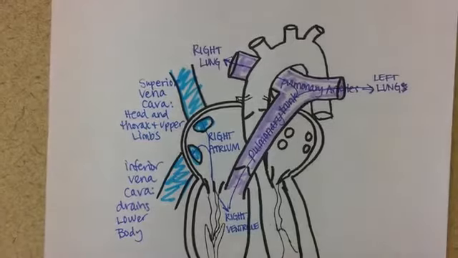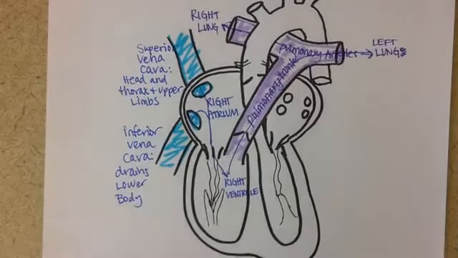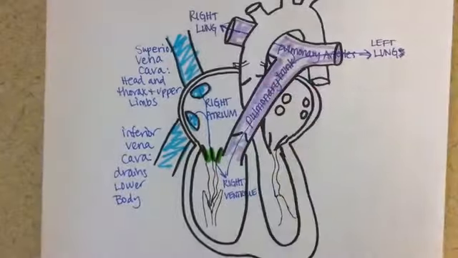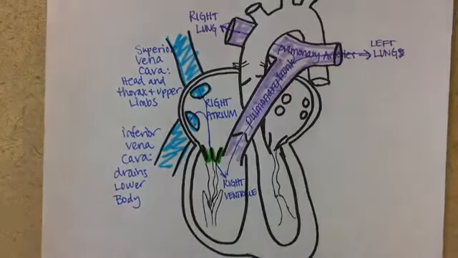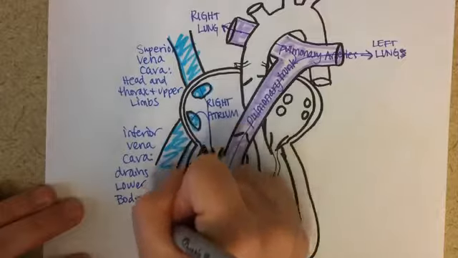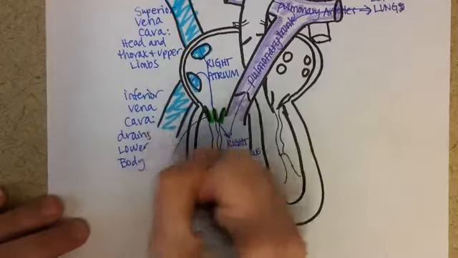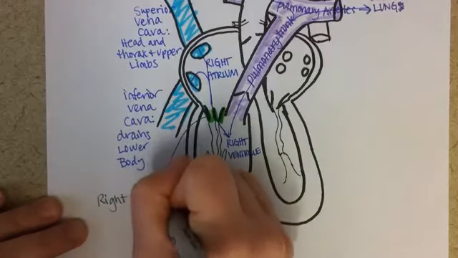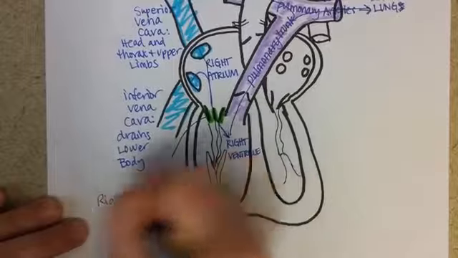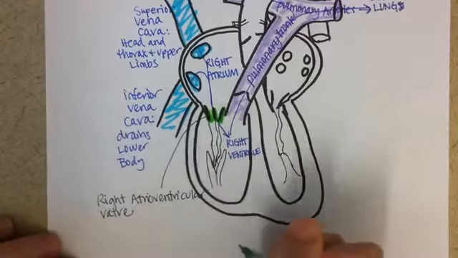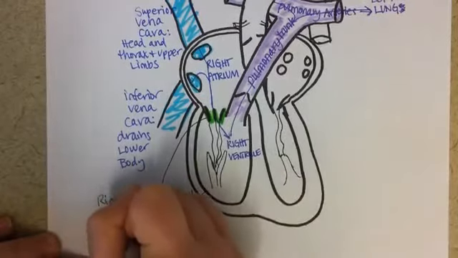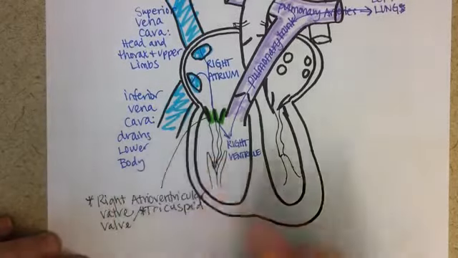Now there are two important valves to know about here. So I'll use green for this valve right here. It's called the tricuspid valve, or also known as the right atrioventricular valve. So it's two different names.